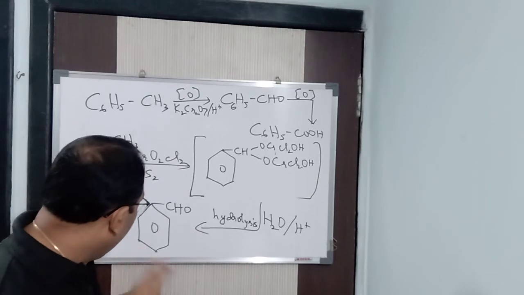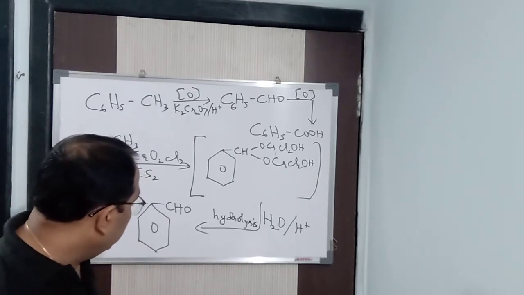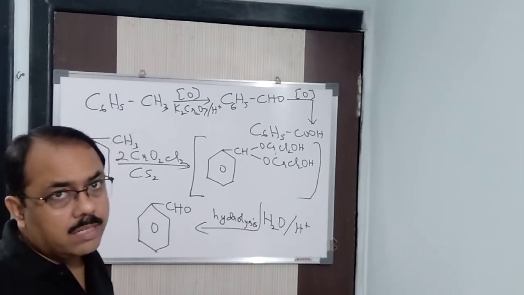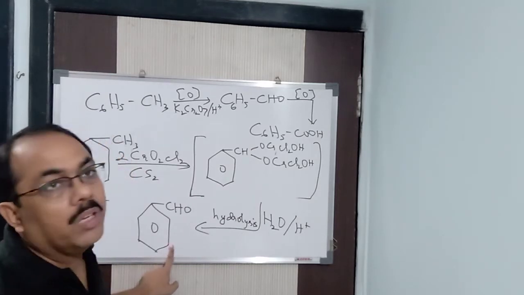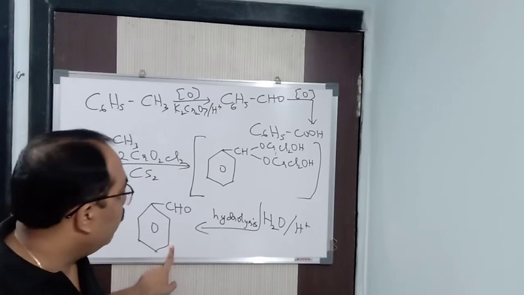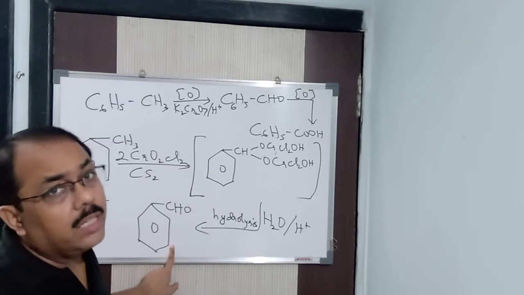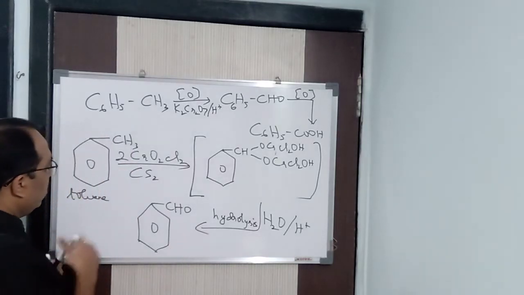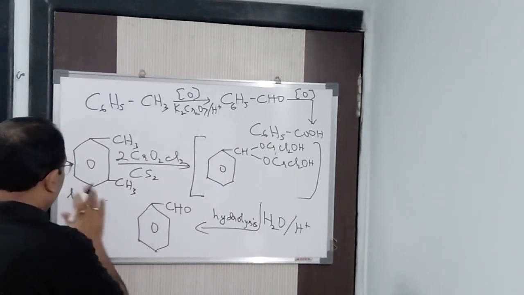Now suppose you say, sir, I want meta-methyl benzaldehyde, which is also called tolualdehyde or tolyl aldehyde. Meta-methyl means I want a methyl group here. Then what you need to do is, instead of toluene, take xylene, that is, meta-xylene, with CH3.